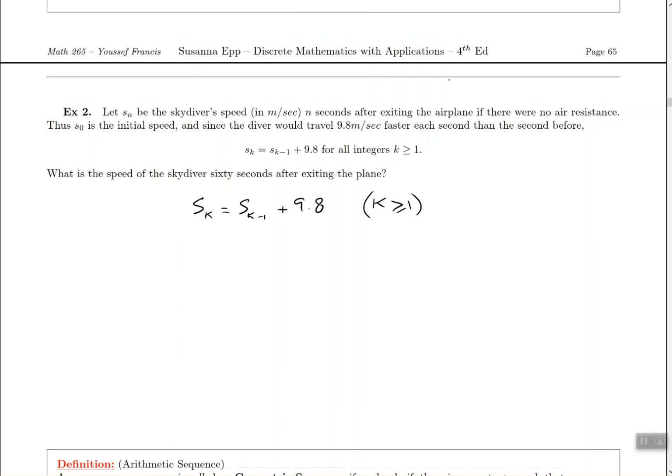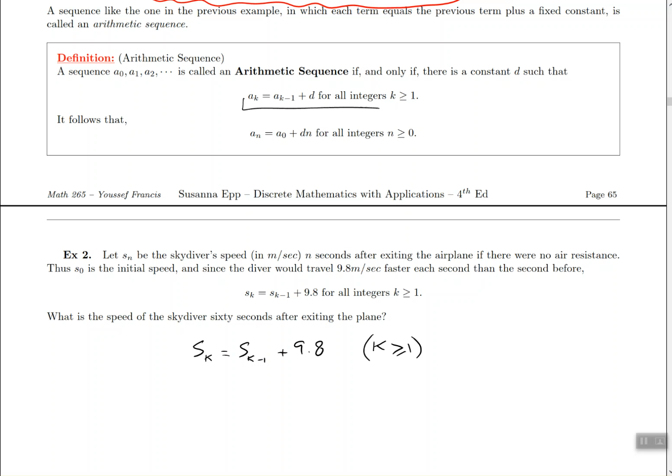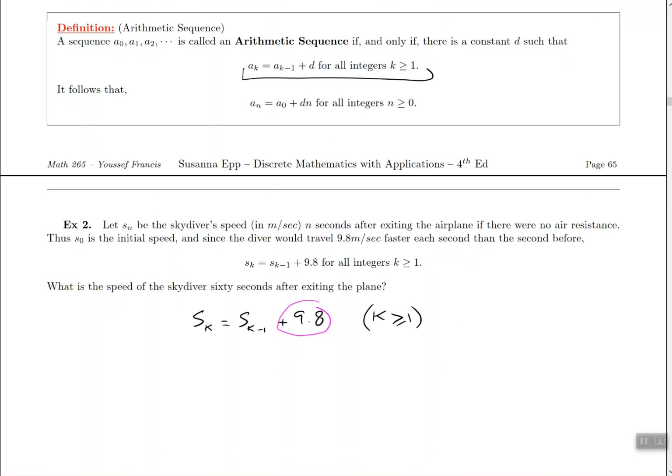It seems like this formula fits exactly the definition that we had, or the theorem if you want. And so I'm guessing that in this problem the d is going to be 9.8. So with that in mind, I'm going to make my guess. We can rewrite the sk as sk equal to the a0, so the first term.